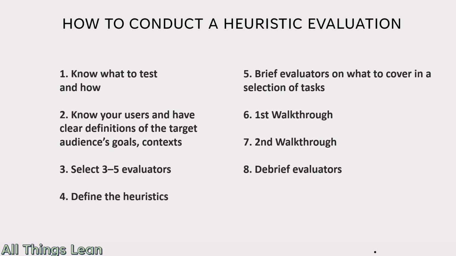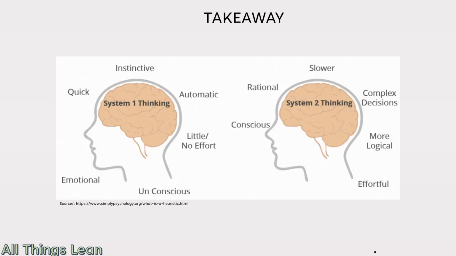Have evaluators use the product freely so they can identify elements to analyze. Number 7, second walkthrough. Evaluators scrutinize individual elements according to the heuristics. They also examine how these fit into the overall design, clearly recording all issues encountered. And finally, number 8, debrief the evaluators in a session so that they can collate results for analysis and suggest the fixes.